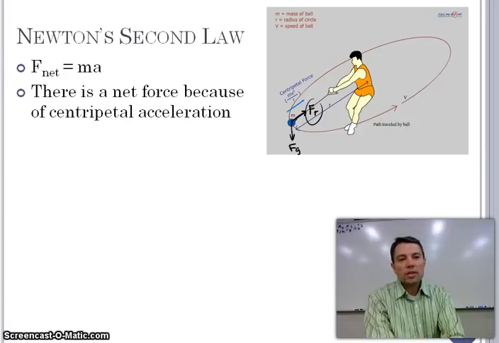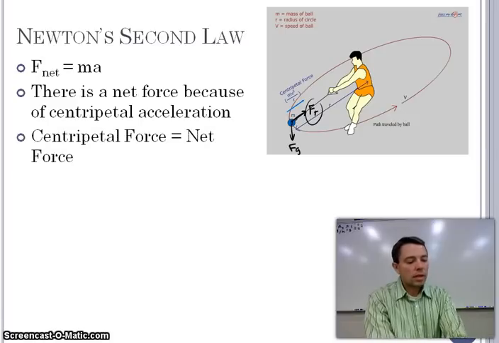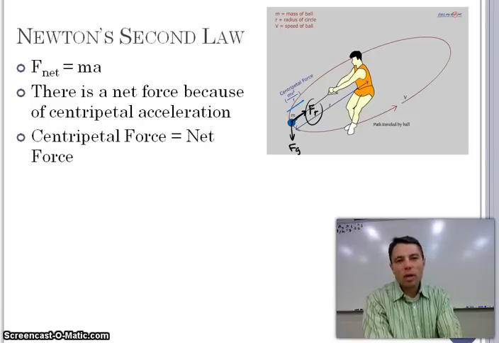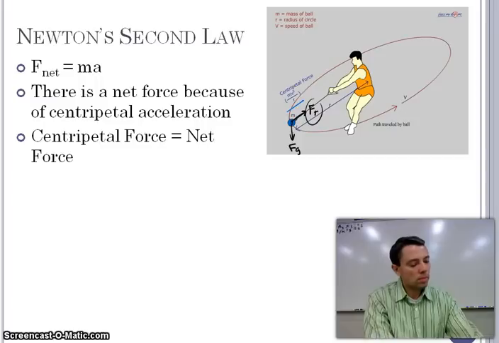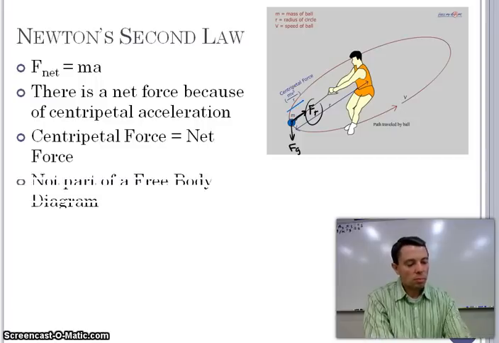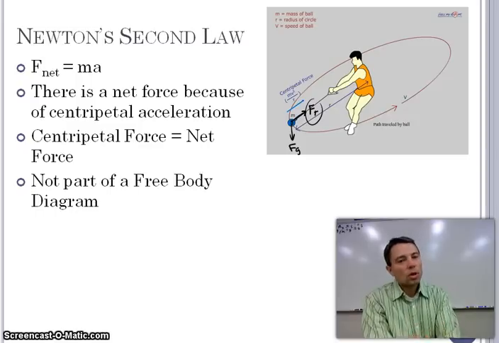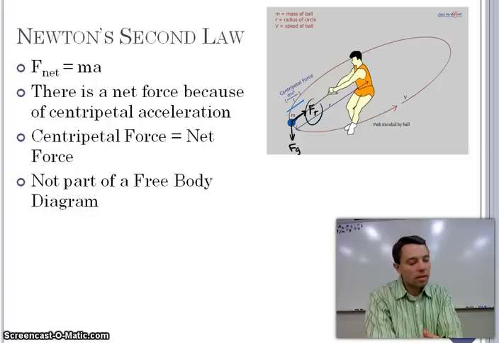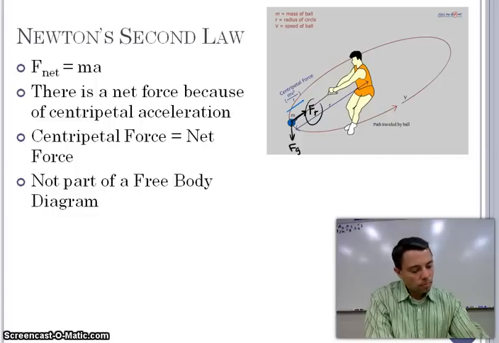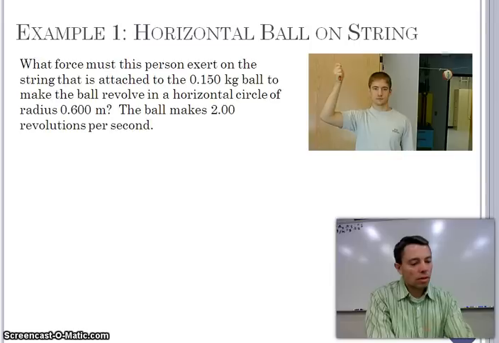The net force then is caused by our centripetal acceleration. And centripetal force is nothing more than a net force that causes the rotation motion. Okay. The net force that causes the rotation motion. So that's what our centripetal force is. And because it's a net force, we never draw the centripetal force as part of the free body diagram. It's just not going to be part of the free body diagram. It's the result of the net of all of this, okay? So that's kind of our look at things.